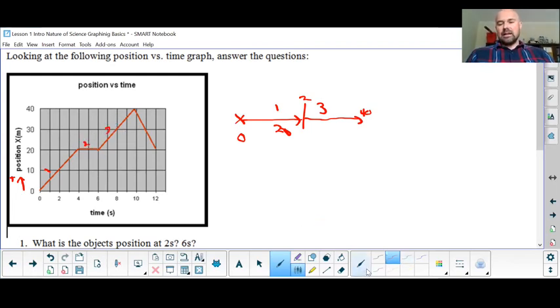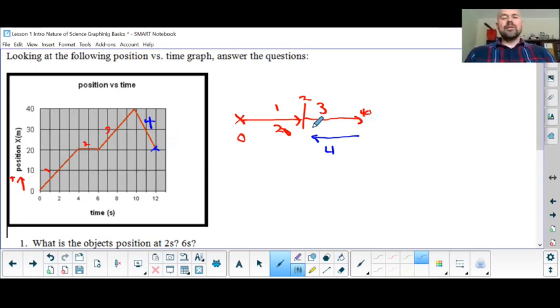And then finally, the last part, from 10 to 12 seconds, it starts going back this way, and it looks like it stops pretty close to 20. So we're back there at the end of the thing. So I'll call that 4, and that would be this portion of the graph. So it moved back towards 0, so that would be moving to the left.